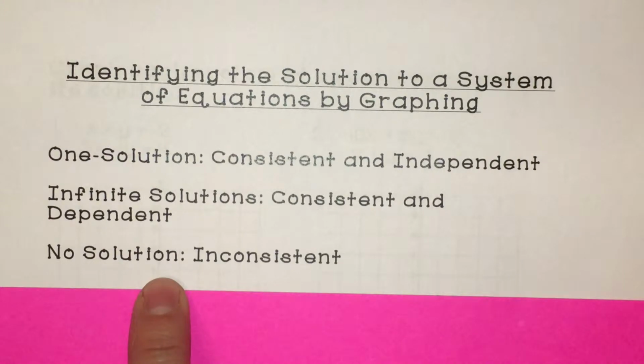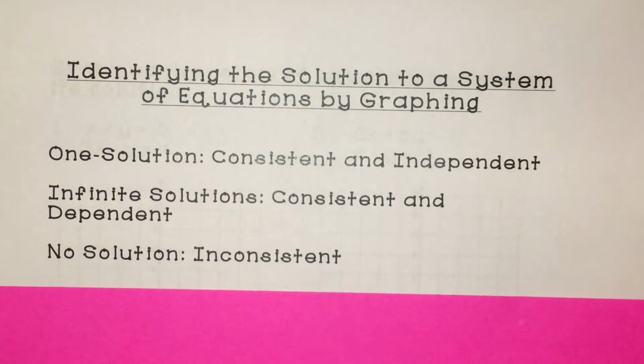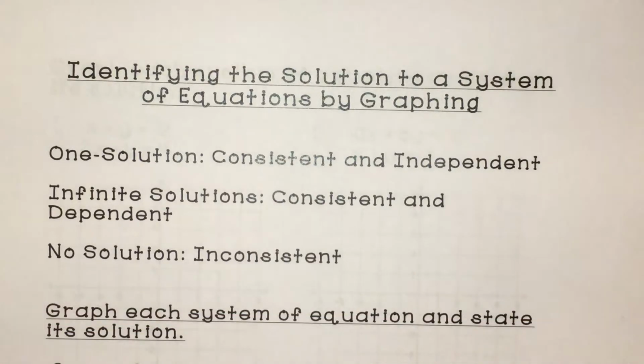So no solution: when you graph your two lines, they will never intersect. That means no solution. The only way to have two lines that never intersect is if they are parallel. And these parallel lines are considered to be inconsistent because they will never have a solution.